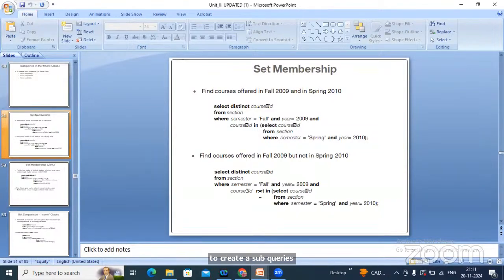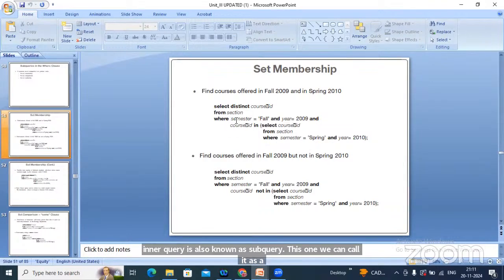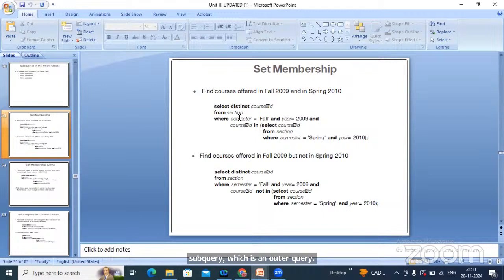So a subquery is a query within another SQL query. If you observe here, the part in brackets, this is the inner query. The select distinct course ID part is called the outer query. The inner query is also known as the subquery. The outer query is also known as the main query, and this is the inner query or subquery. All these concepts, subquery, main query, inner query, are called nested subqueries.